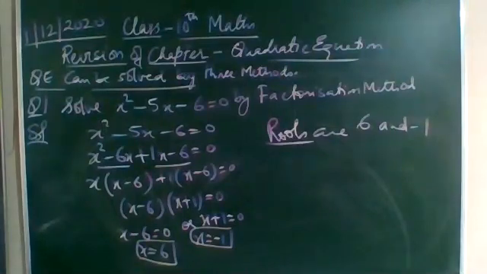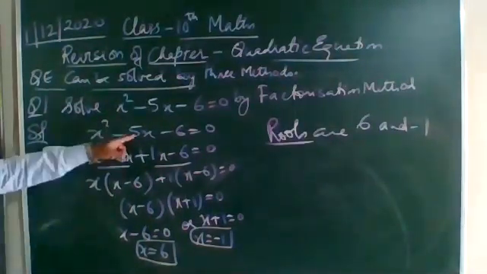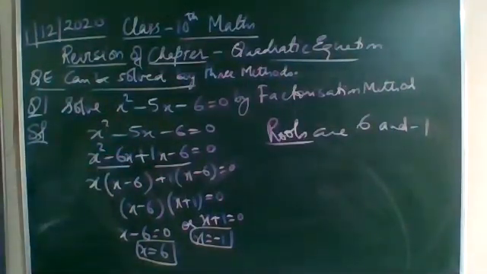In this factorization, some students use minus 3 and minus 2. That is wrong, because what you need are 6 and 1, since 1 and 6 are the factors of 6. So you can take this factorization and solve the question. This is the factorization method.